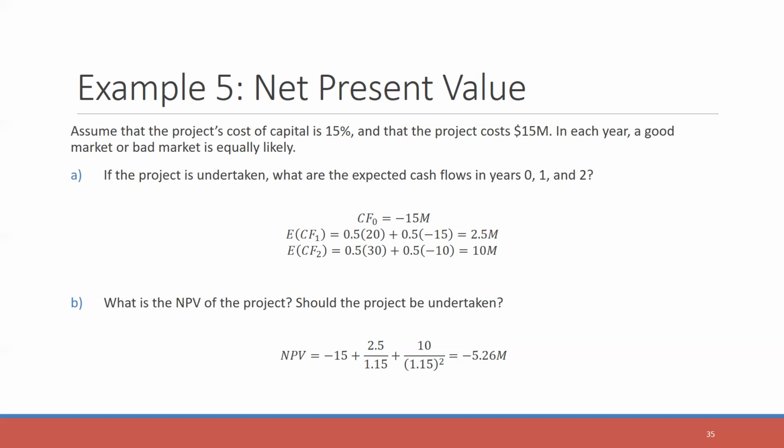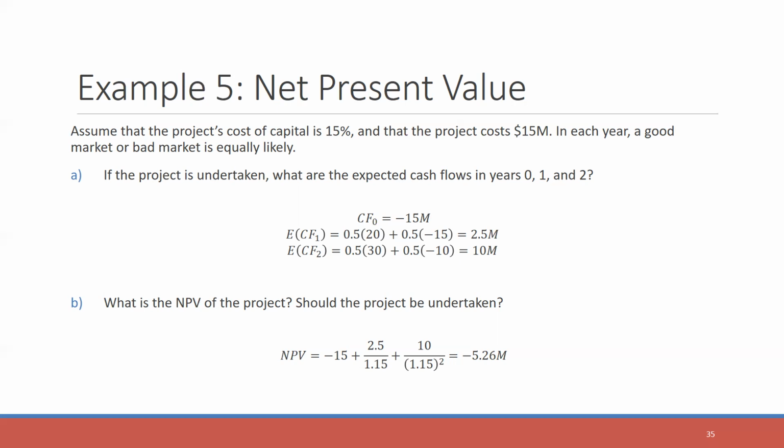Okay, part B: what is the NPV of this project? Should the project be undertaken? So what do we have? We've got minus 15 million plus 2.5 divided by 1.15. Where is that coming from? My 1 plus R. My discount rate was 15%.